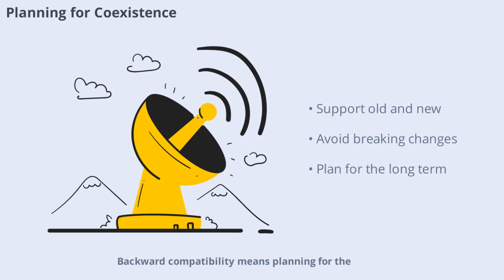Backward compatibility means planning for the continuous coexistence of multiple app versions. Your users won't all update at the same time, and some may never update at all.